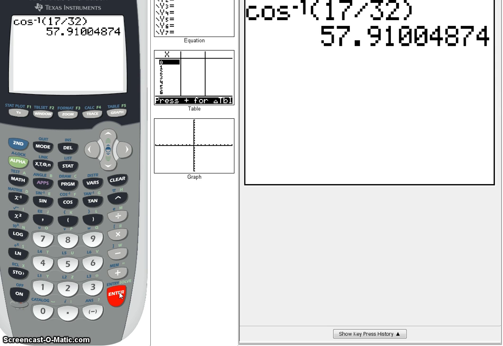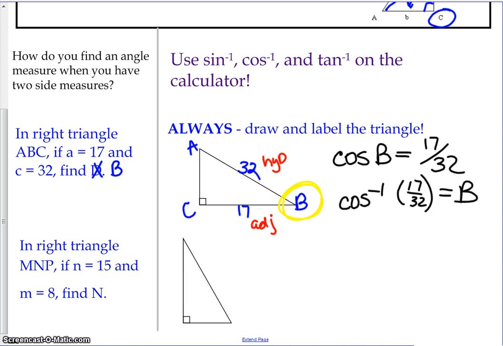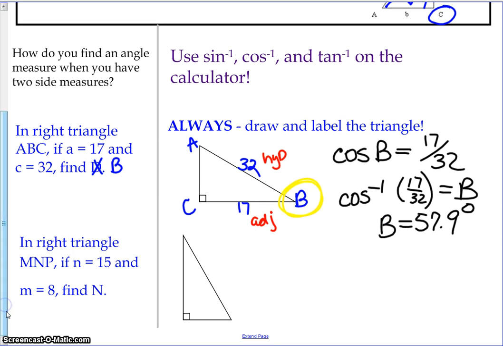So we got an answer of 57.91. So we're going to go back here. We're going to say, well, our answer was that B is 57.91. We're just going to leave it at 57.9. So we found out that angle B is about 58 degrees. Let's look at our next example here.